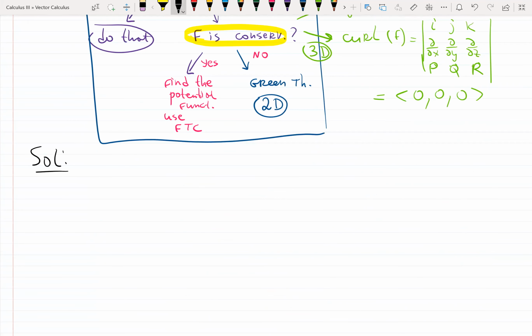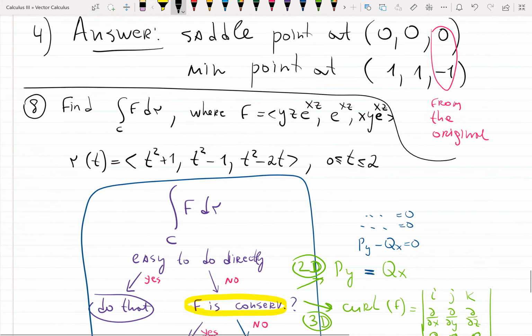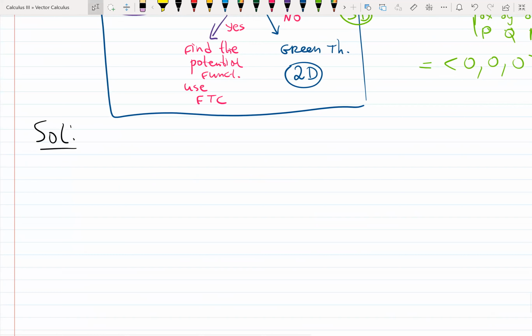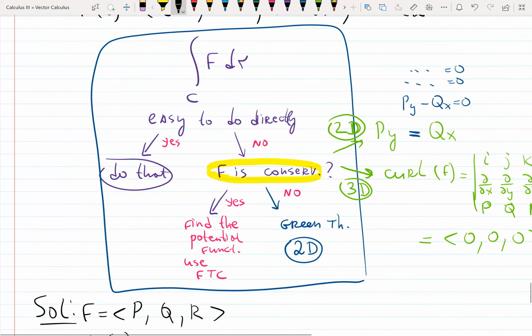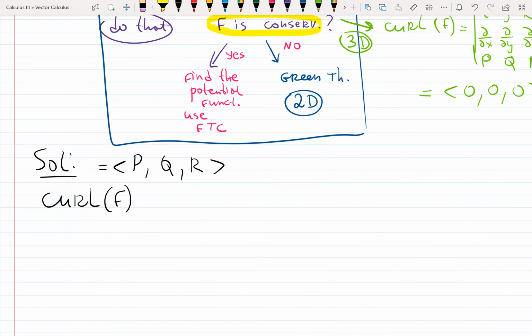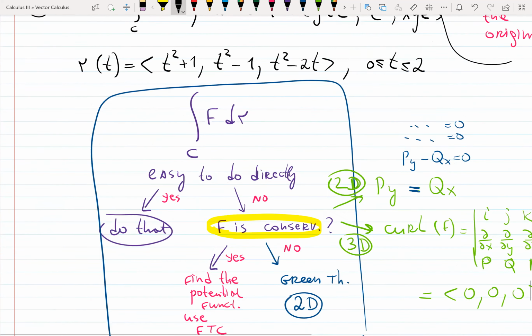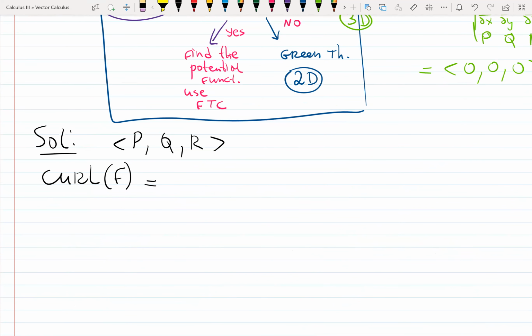Solution. This integral is not easy to solve, so let's check if it's conservative and then proceed after that. To check if it's conservative, we're using curl for the higher dimension because we're working with P, Q, and R this time. This is my F.